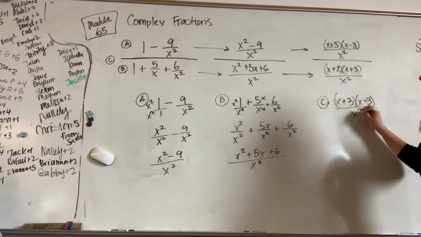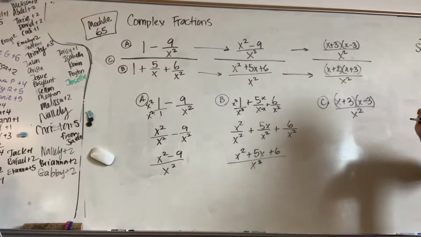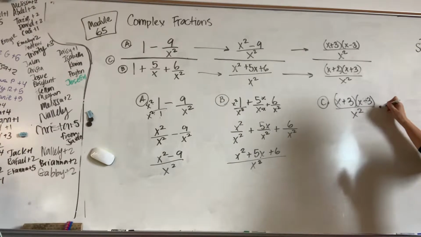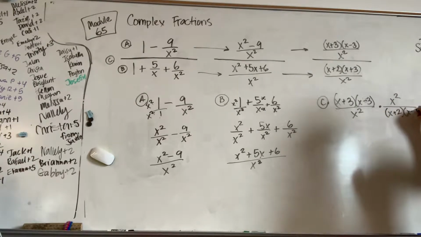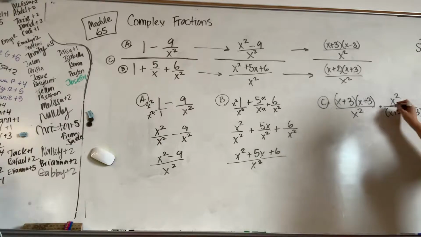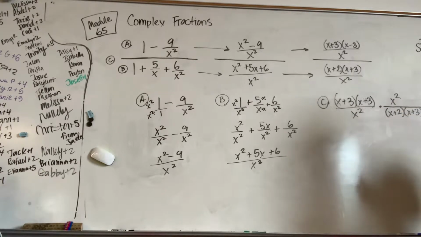Over, I mean x squared plus... I mean times, my bad. Times x squared over x plus 2 and x plus 3. Is that the next step, miss? Yes. Is the next step to multiply or cross cancel?